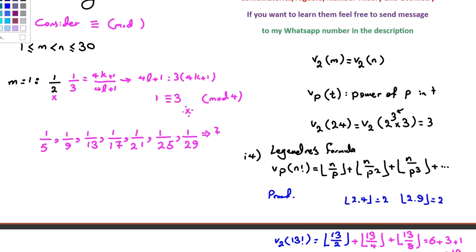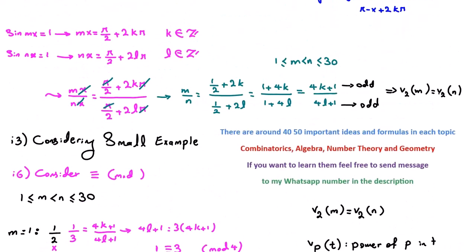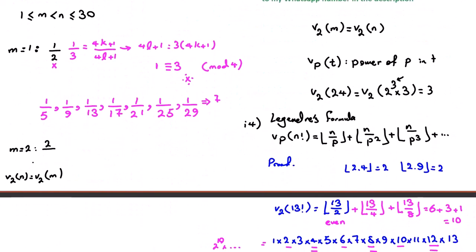Now let's consider the next one. Suppose m equals 2. So 2 over a larger number. We said V2 of m equals V2 of n, the power of 2 in n equals V2 of m. We can call it a star. Now V2 of m is what? m is 2, so the power of 2 is 1. So the power of 2 in n also should be 1. So the first even number that we should check is 2 over 6.